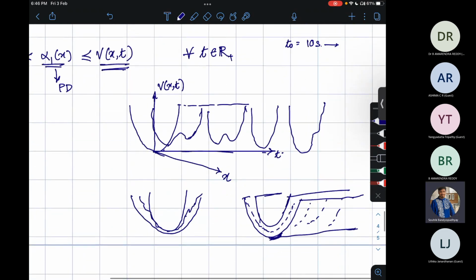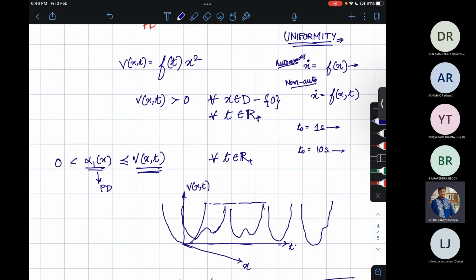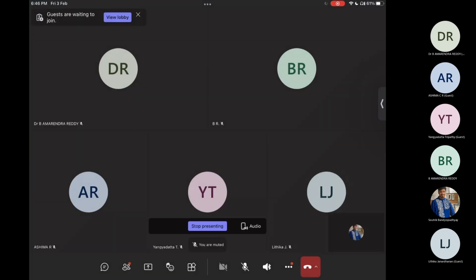Is that clear? I know I have given you very heavy words as of now, but they have been covered in the class. And if there is any doubt in this autonomous and non-autonomous system, I would be happy to clear it out. So give me whatever you got. Is this clear?